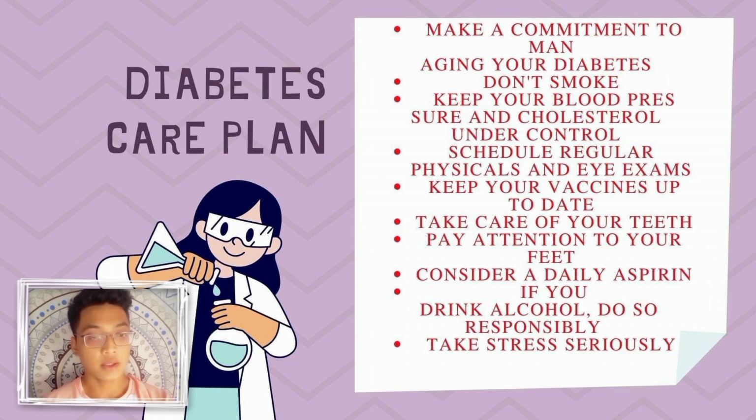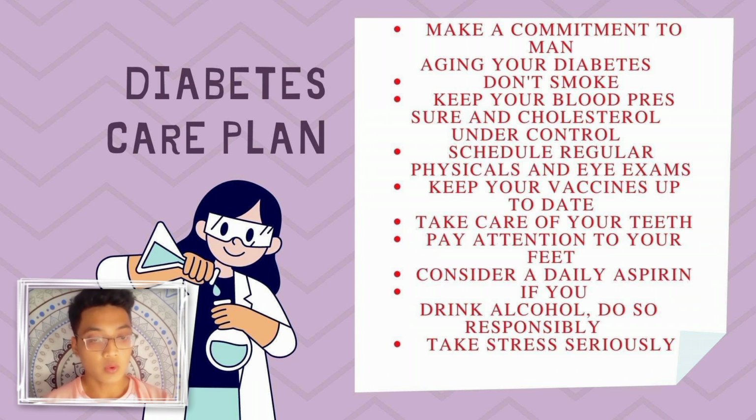These are the healthcare plans that you can follow if you have diabetes. Number 1. Make a commitment to managing your diabetes. Learn all you can about diabetes. Make healthy eating and physical activity part of your daily routine. Maintain a healthy weight. Monitor your blood sugar and follow your healthcare provider's instructions for managing your blood sugar level. Take your medications as directed by your healthcare provider.